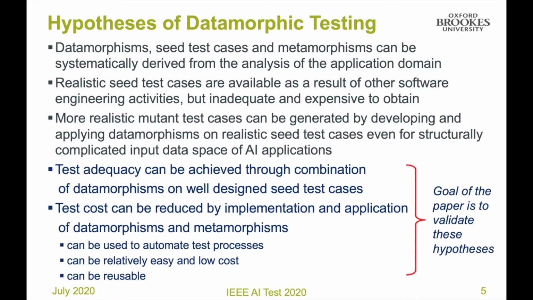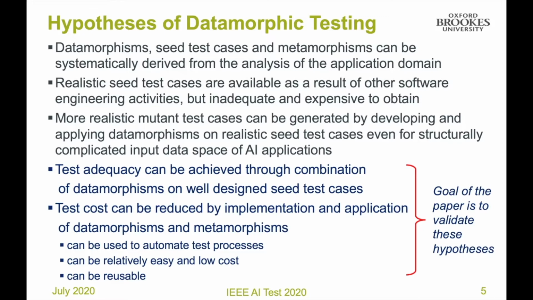We assume that more test cases which are supposed to be realistic can be generated by developing and applying datamorphisms on seed test cases, even for structurally complicated input data spaces like AI applications. These hypotheses have been validated in our previous work using the face recognition application as a case study.